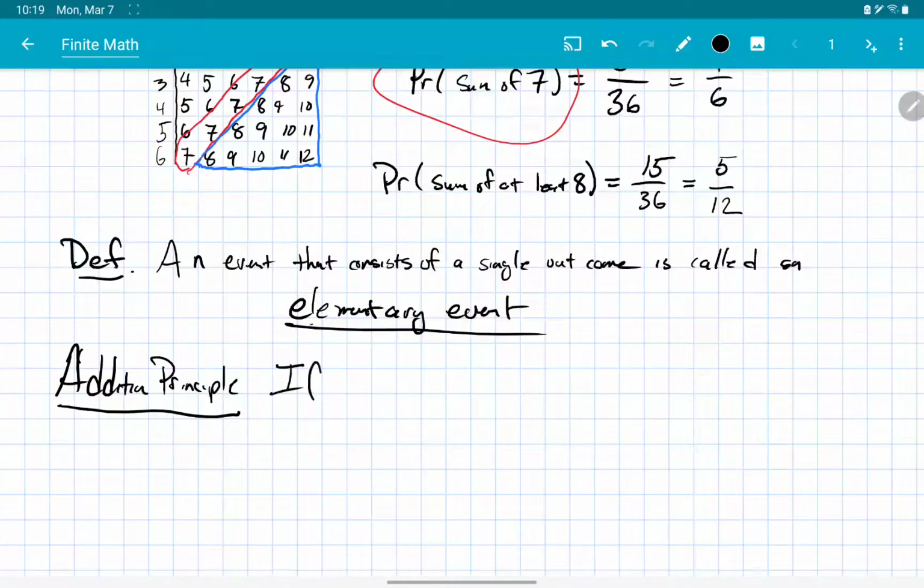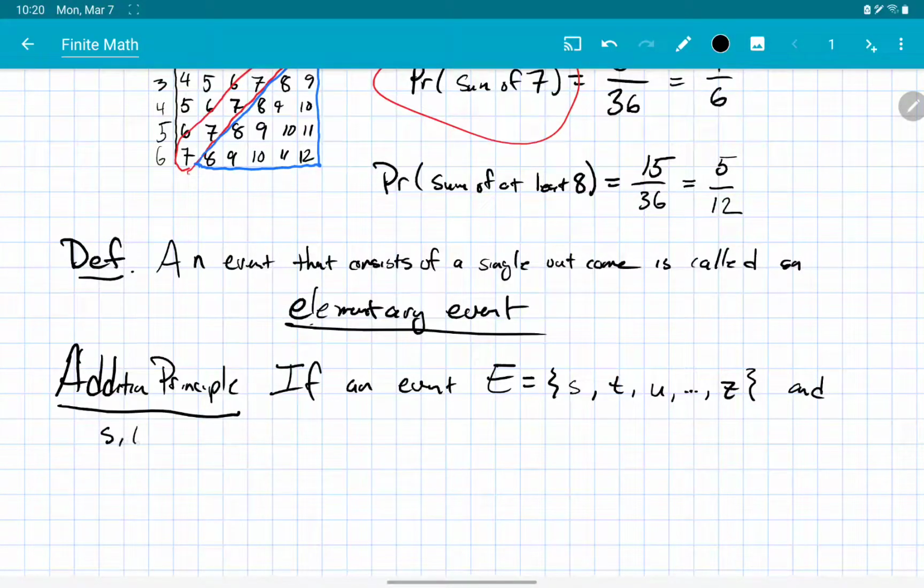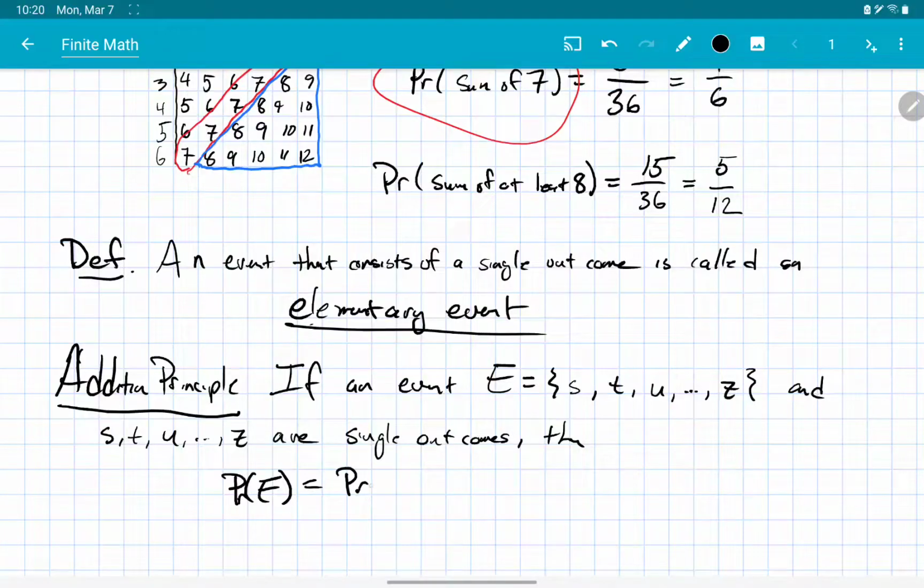So if an event E equals, say, outcomes S, T, U, all the way to Z, and S, T, U, all the way to Z are single outcomes, then the probability of the event E is the sum of the probabilities of each single outcome.